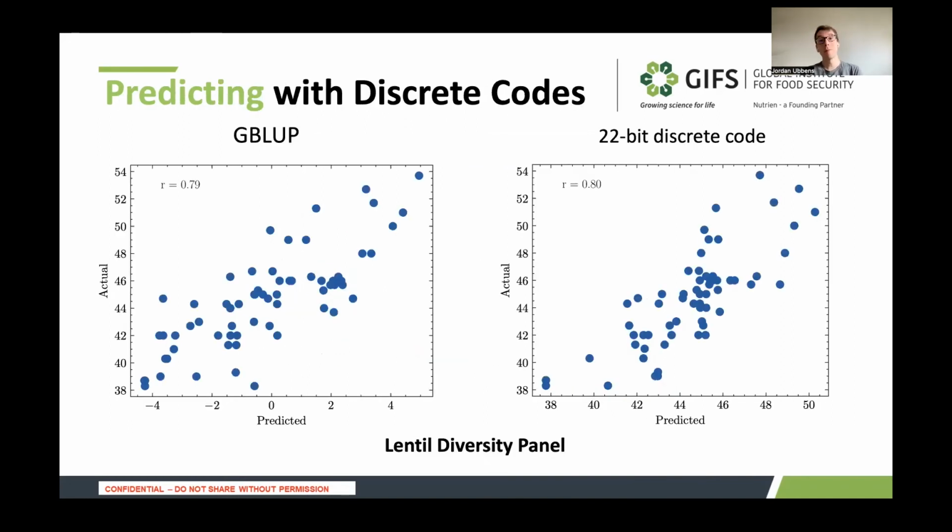And so back to the main event here, I was very interested in, are we actually able to reproduce the performance of something like GBLUP or other models using these very, very small discrete latent representations. So here's an example from the lentil diversity panel where you see that using only 22 bits of information, we're actually able to be competitive with GBLUP for this particular trait.